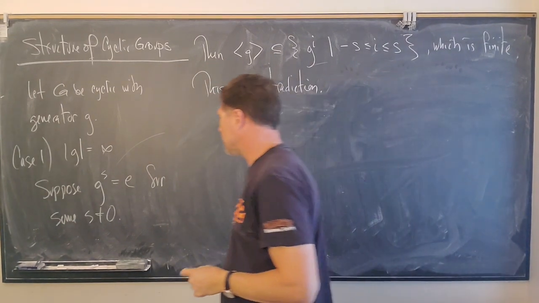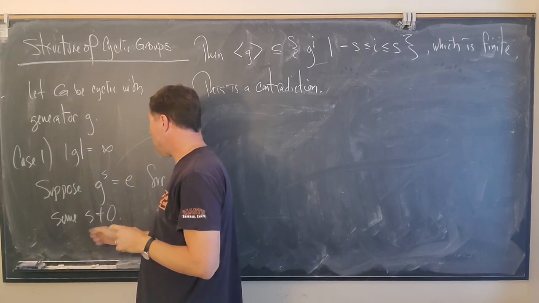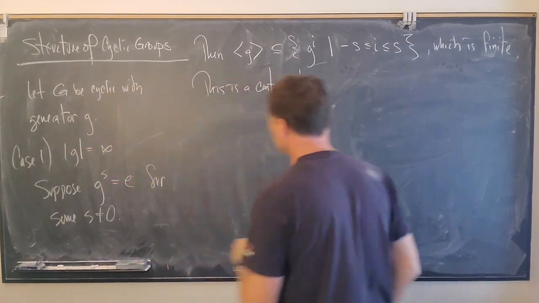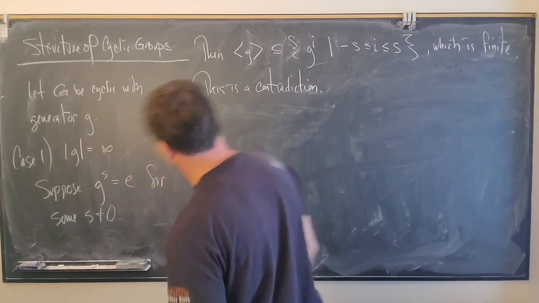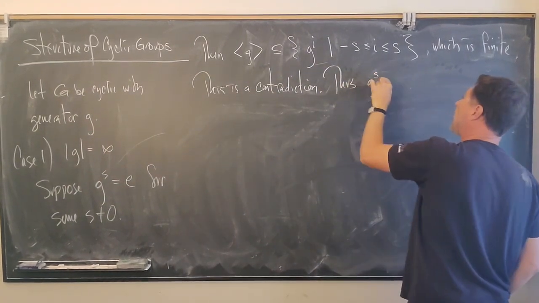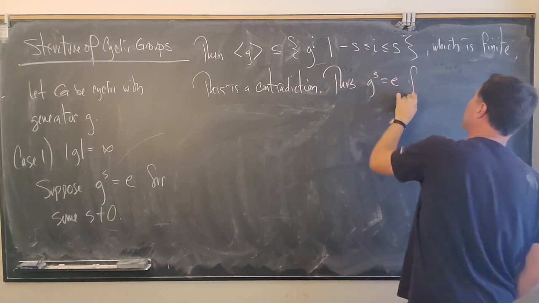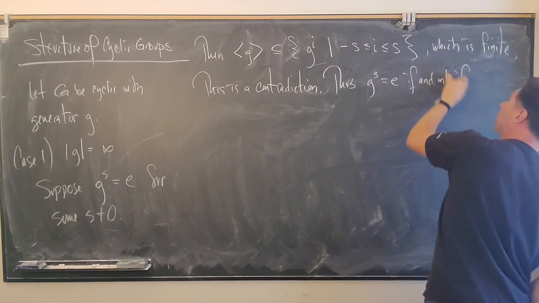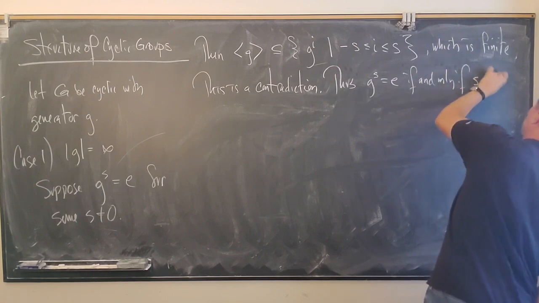And so what does that tell us then? It is impossible for a non-zero power of g to be equal to the identity. Thus, g to the s equals the identity if and only if s equals 0.